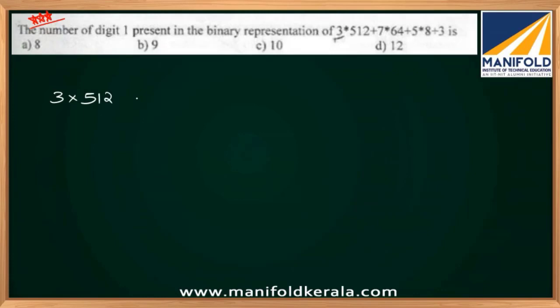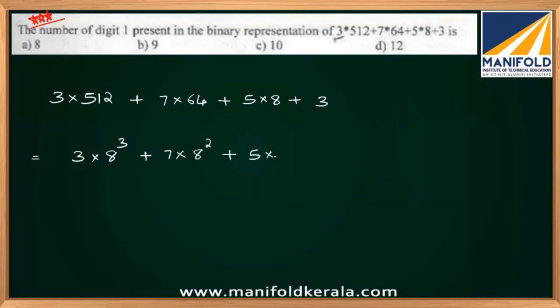The number given is 3 into 512 plus 7 into 64 plus 5 into 8 plus 3. Please understand this can be written as 3 into 512, and 512 is actually 8 cube, right? Plus 7 into 64, which is 8 square, plus 5 into 8 raised to 1 plus 3 into 8 raised to 0. Now, if you think about the positional weight system, and if you consider 8 as your base, then this is nothing but the evaluation of a number represented in octal system, because it is 8 cube, 8 square, 8 raised to 1, 8 raised to 0.